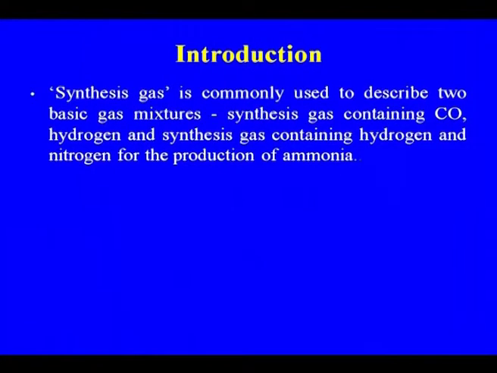Synthesis gas, as I told you, is commonly used to describe two basic mixtures: synthesis gas containing CO and hydrogen, which is first produced in the process while going through the different processes, which again we will discuss at a later stage in the few slides, and synthesis gas containing hydrogen and nitrogen, which we are using for the production of ammonia.